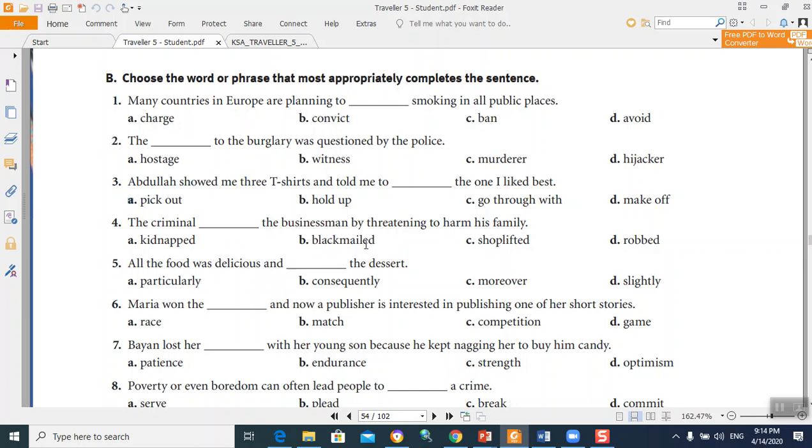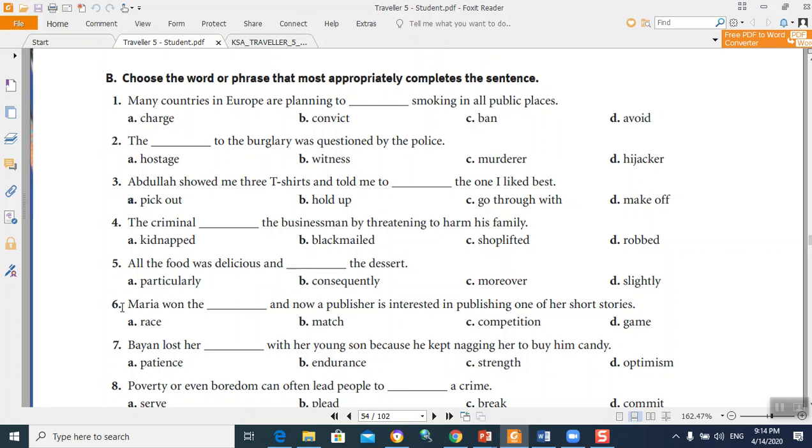Okay, blackmailed يبتز. Number 5. All the food was delicious, particularly the dessert. The dessert, I think you know it, al-halwa. So all the food was delicious, and then you excluded something from all things. So it should be particularly, خصوصا, the dessert. Okay, it fits: particularly, خصوصا.